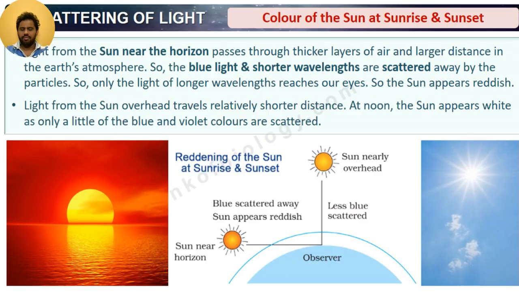Light from the sun overhead travels a relatively shorter distance. At noon, the sun appears white as only a little of the blue and violet colors are scattered. So with this, we wind up this chapter. This was one of the most scoring and important chapters.